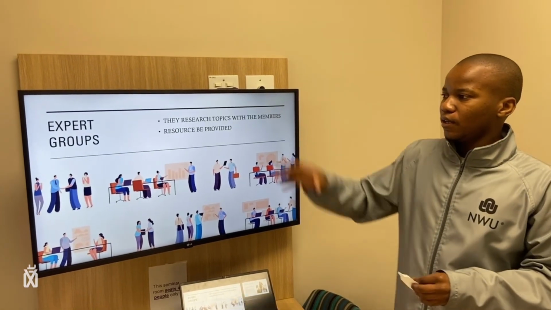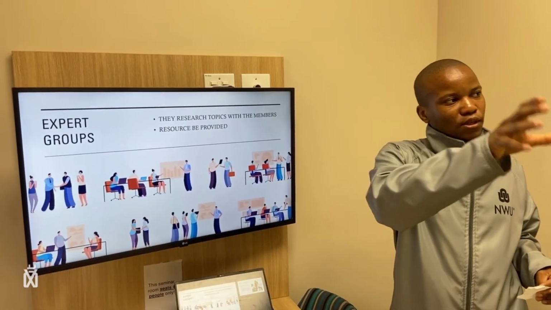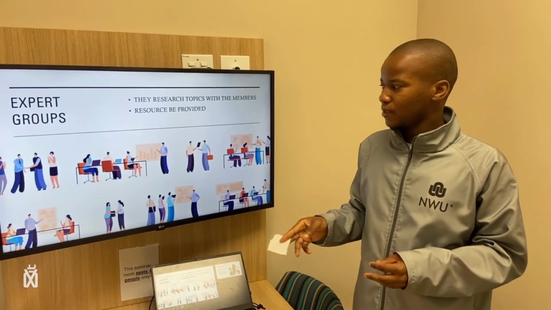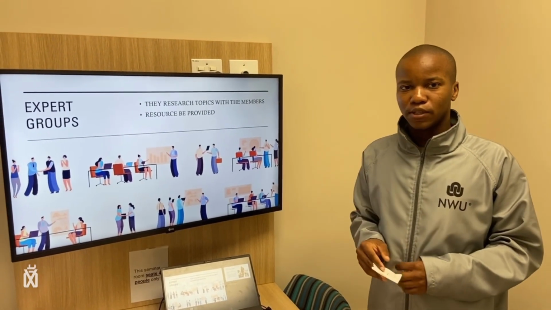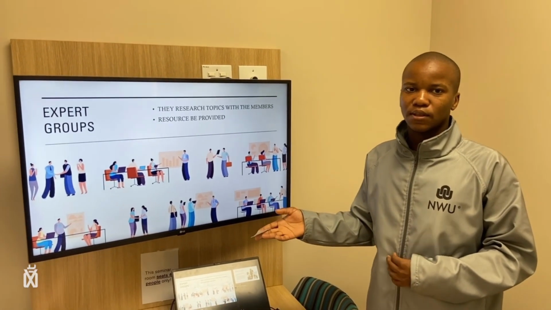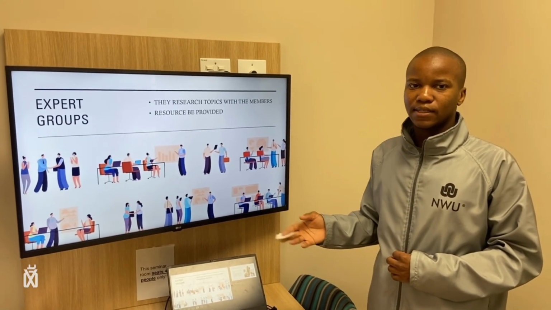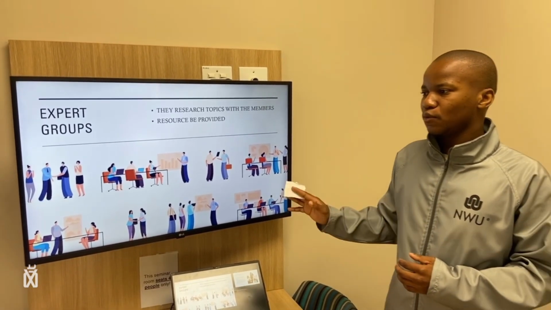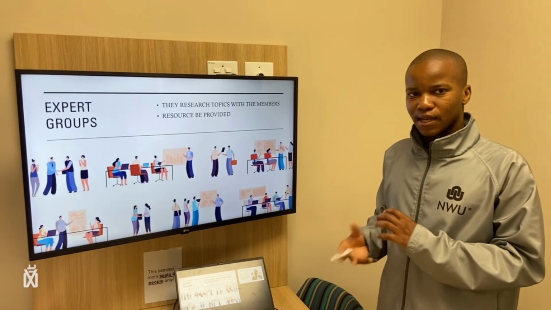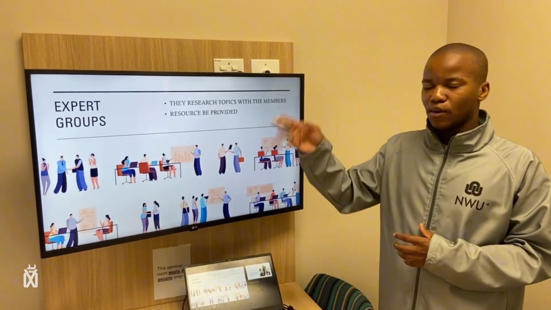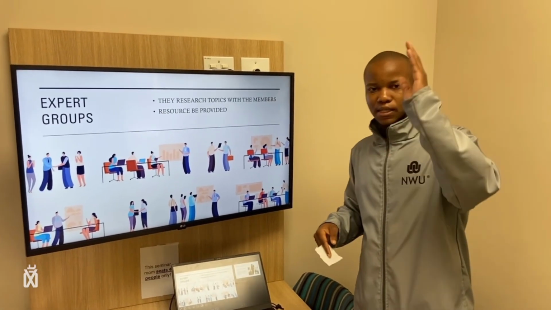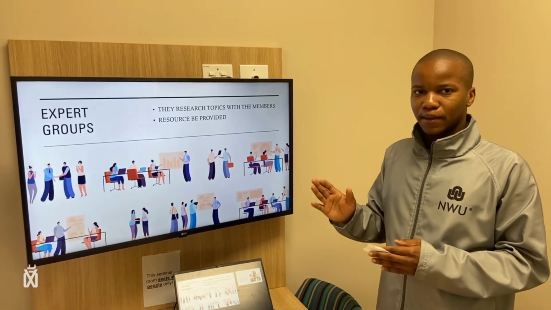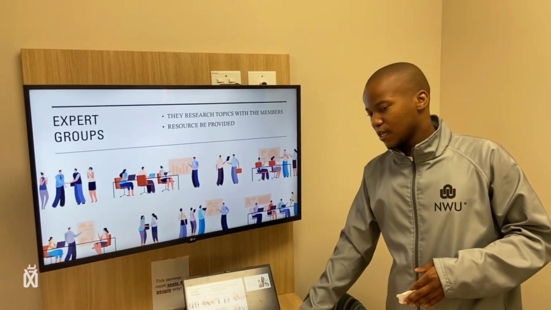In those groups, you will research the topic that represents your number, and I will also provide you with resources. I'll give you textbooks, and I'll give you permission to use online articles or anything that you find online. You'll discuss the topic: if you're number 1, discuss number 1; if you're number 2, discuss number 2, number 3, just like that. That's what will happen in your expert groups. And during that time, you must take notes.